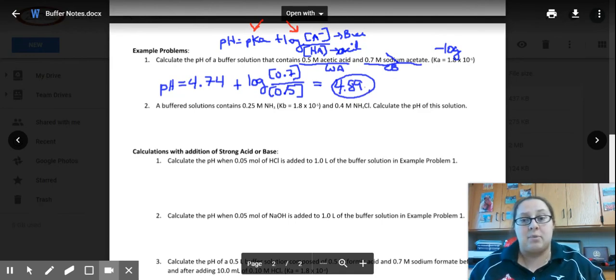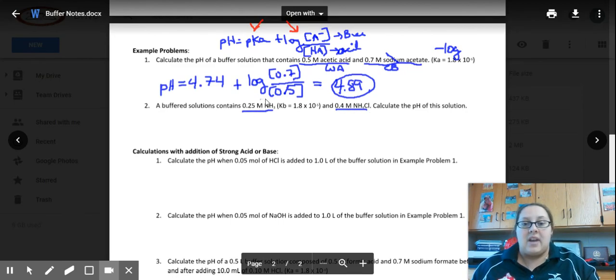Now let's do example problem 2. We have a buffer solution with NH3 and NH4Cl. So we have a weak base. You need to get savvy at picking apart what this stuff is. NH4Cl is a salt, right? And more importantly, it's an acidic salt. Therefore, it is my conjugate acid. You need to know how to do salts before you can move into here.